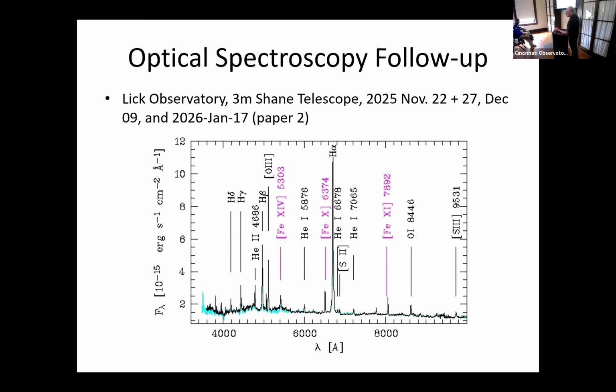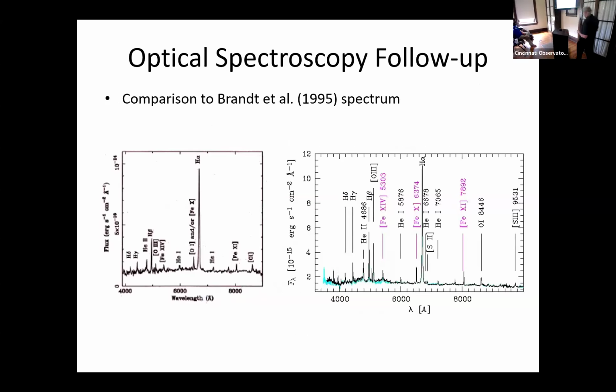This is the new spectrum. This is our new spectrum that we got. The black curve here is the spectrum from LICK from November last year, and you can see this is H beta. This is O3. The spectrum changed dramatically. This is iron 14. This is iron 10. You can see we see the coronal lines again. The spectrum reacts in the same way. We saw it 30 years ago. So it is pretty exciting.